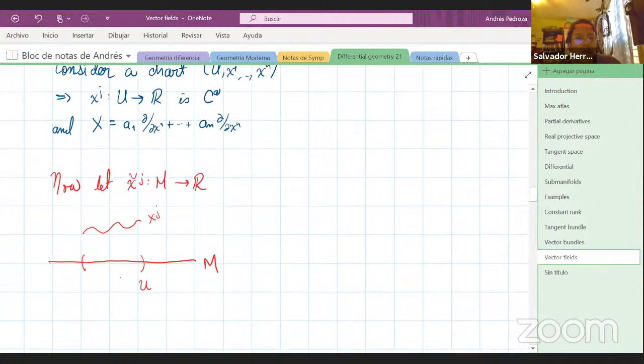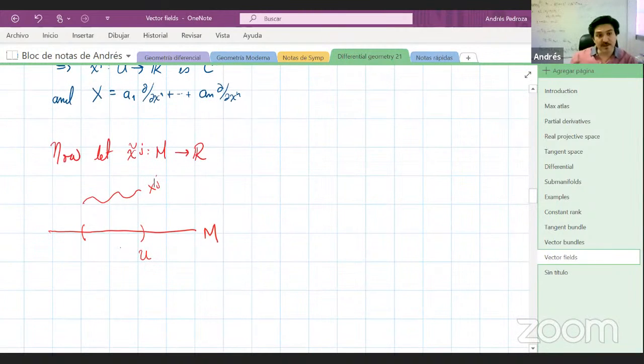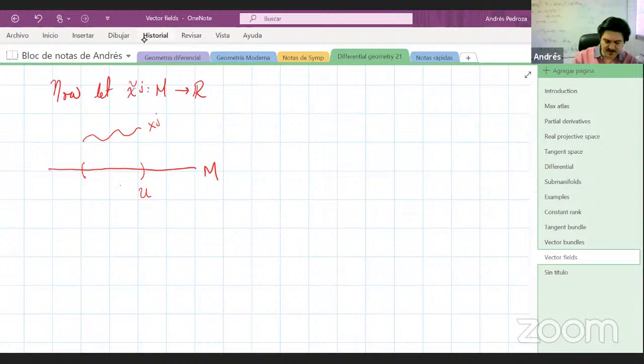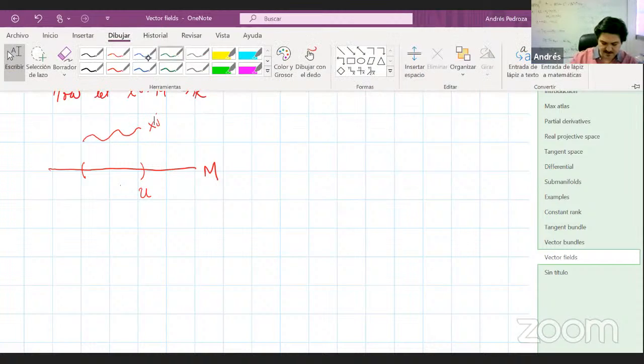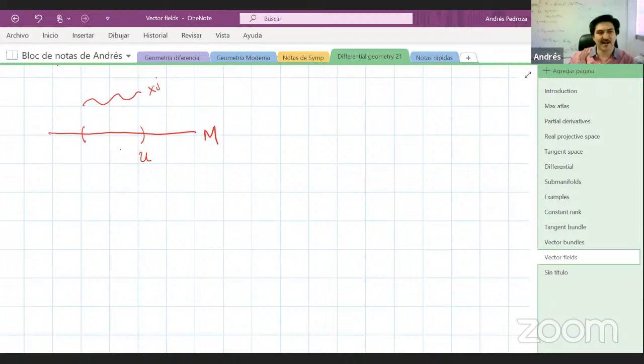So that's what we need here. So first, let me tell you what it is. I will not give the proof. Okay. First, let me give it to you in terms of topology.